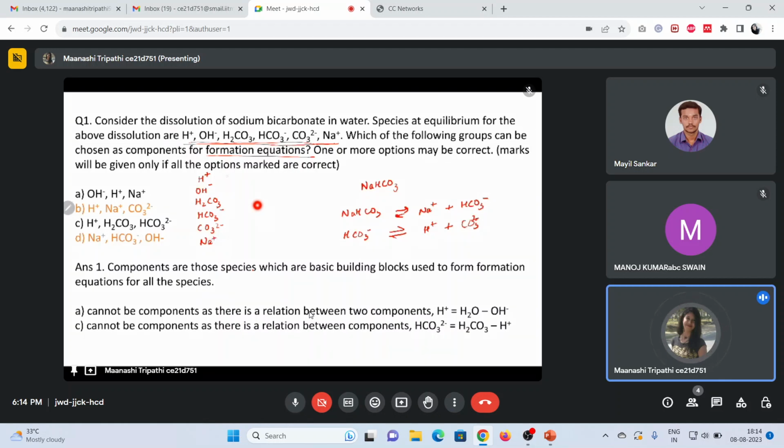So for making H plus, what do we need from these species? H plus is enough. For OH, we need just OH. For H2CO3, we will need 2H plus and CO3 2 negative. For HCO3 negative, we need H plus and CO3 2 negative. For carbonate, we need just carbonate, and for sodium, we need just sodium.